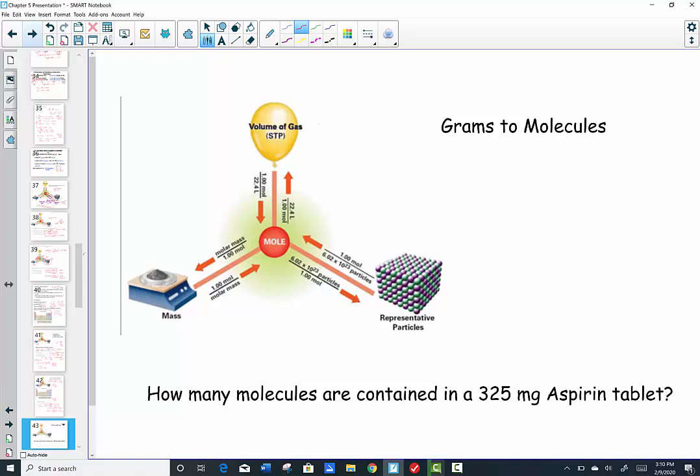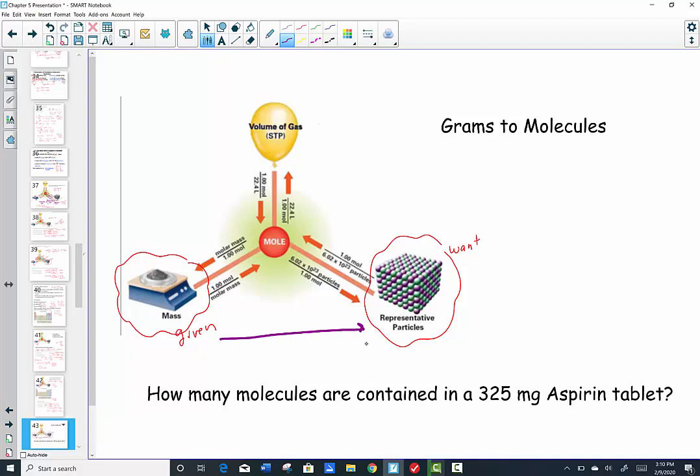How about two-steppers? Grams to molecules. How many molecules are contained in 325 milligrams of aspirin? I walked to the scale and I weighed out some aspirin tablets, and the scale read 325 milligrams. How many individual molecules are there? Well, notice that there is no direct pathway between grams and particles. There's no one road to lead me there, but I do see a two-step pathway. I can go into the mole and then back out to the number of particles.